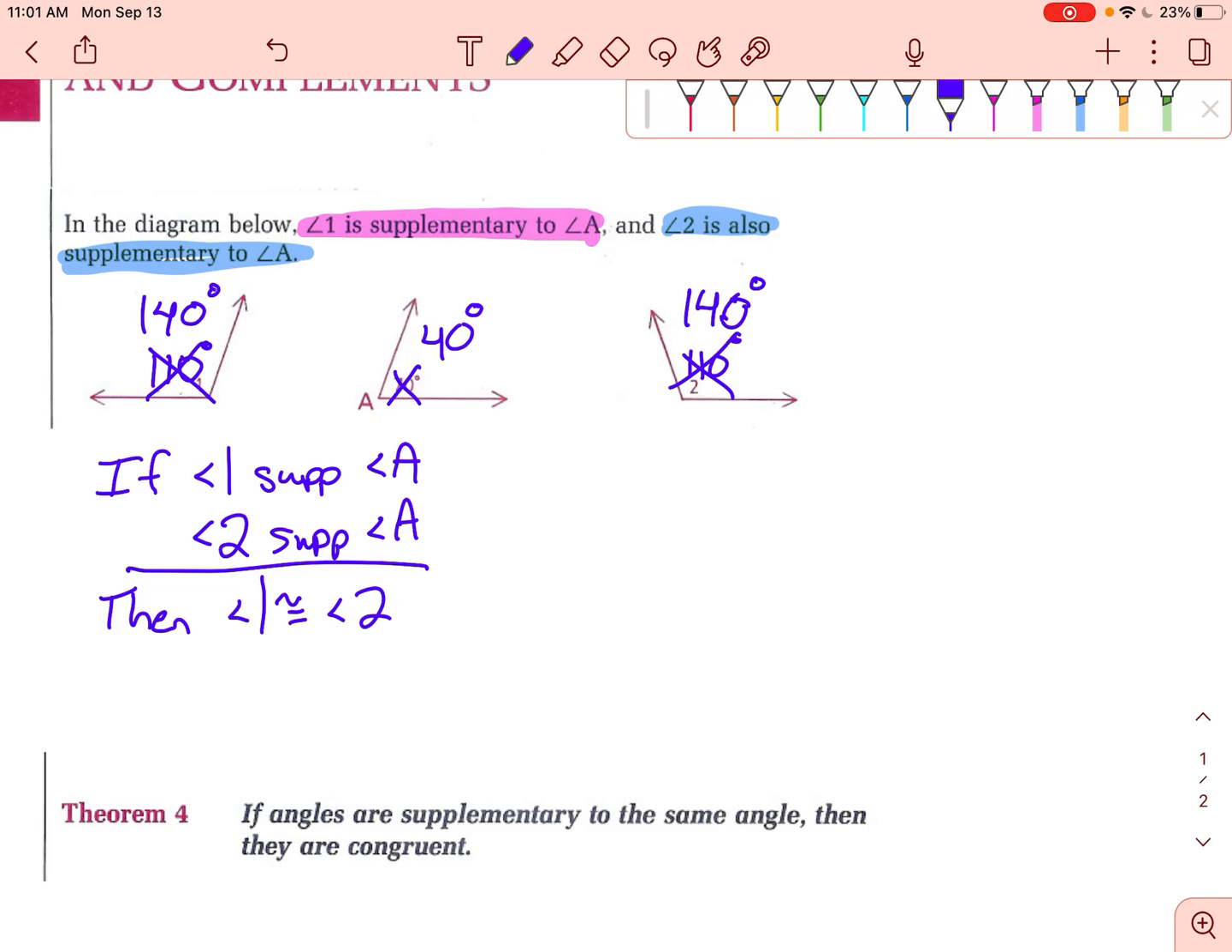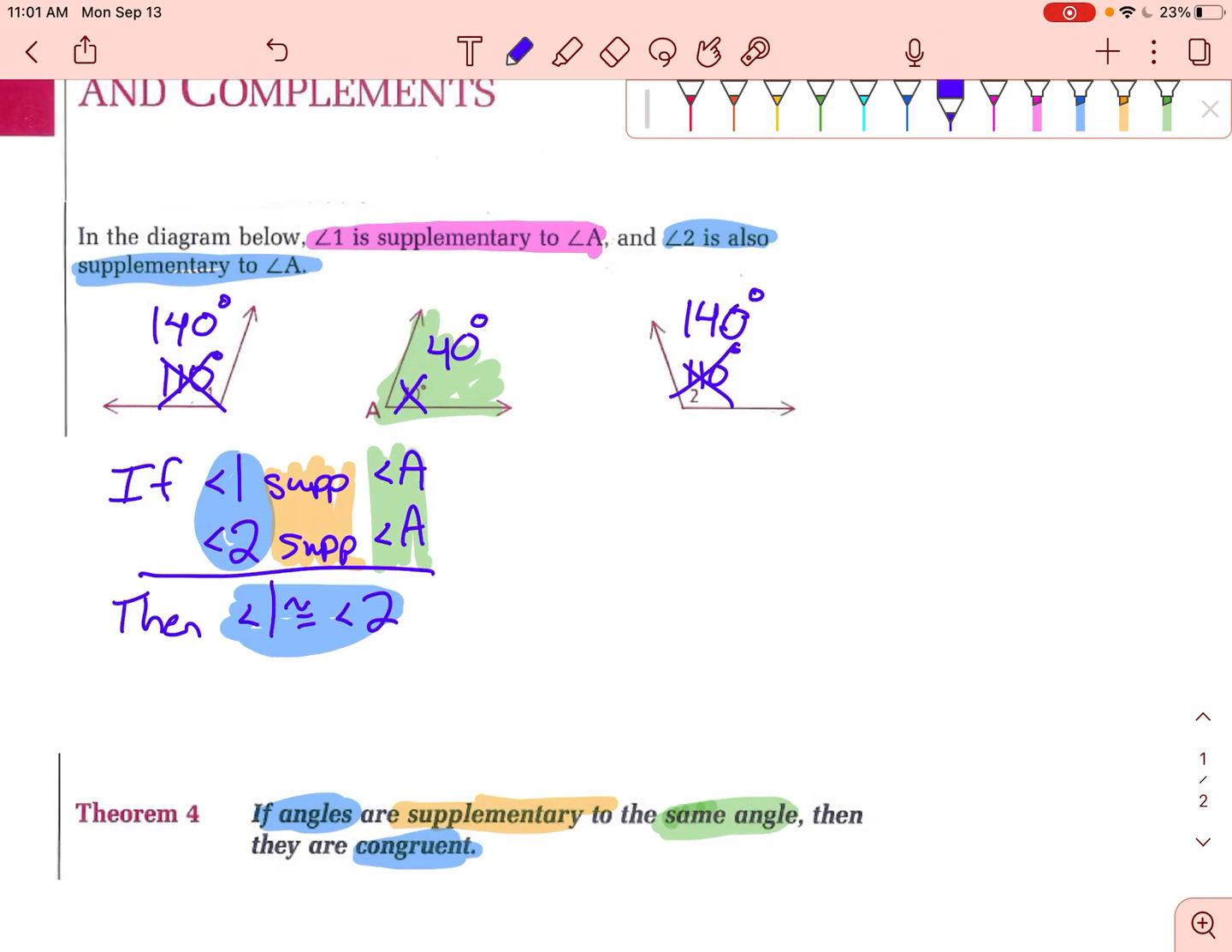If two angles, right here, these two angles are supplementary to the same angle. They both were supplementary to angle A. Then those two angles that you see have to be congruent to each other. Angle 1 and angle 2 have to be congruent, no matter what. If two angles are supplementary to the same angle, those two angles have to be congruent.